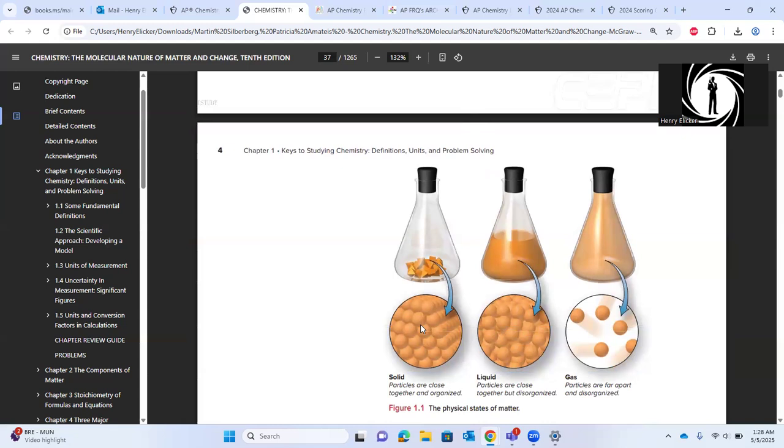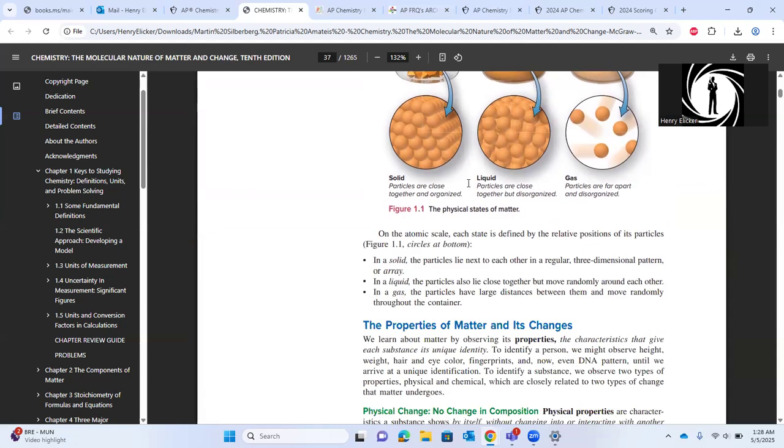Let's look at the molecular level. These particles here, look how organized they are. Look at the packing. It's like the packing of vegetables at Sprouts. Let's look at a liquid. Notice that we still have a little bit of organization, but they're moving around each other, pretty disorganized. And what about a gas? Well, in a gas the particles are really moving around. They're far apart, not very close together, and they're very disorganized.